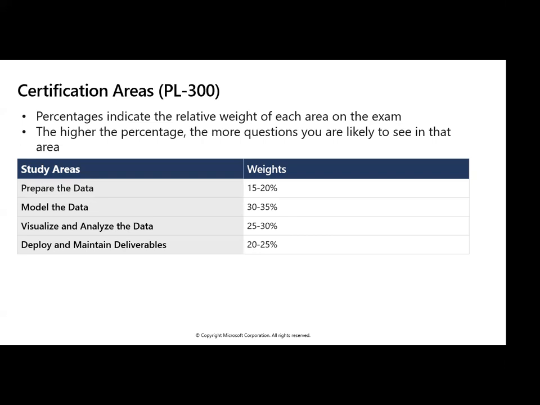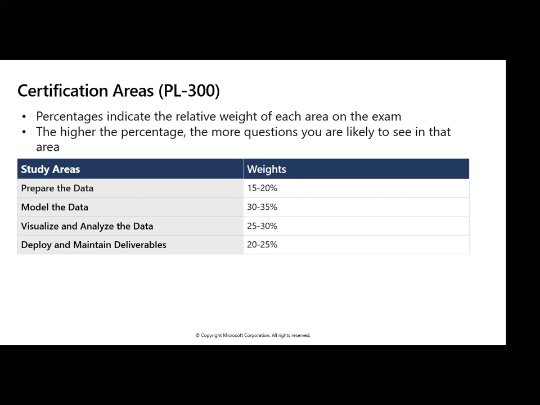If you want to certify on it, model the data: 30 to 35% of your questions are coming there. Visualize and analyze data: 20 to 30% of the questions are coming there. Deploy and maintain deliverables: 20 to 25% of the questions are coming there. So you can make it standard.